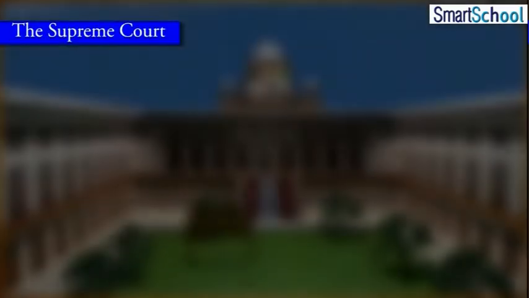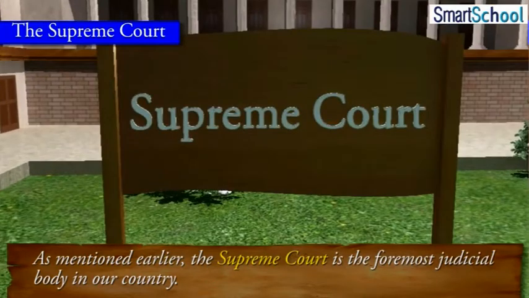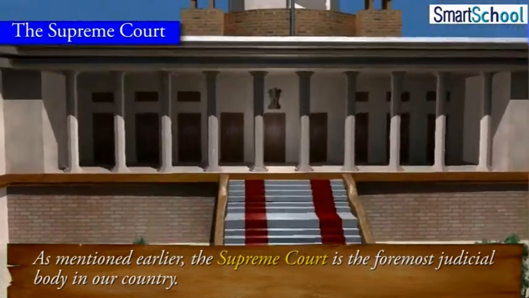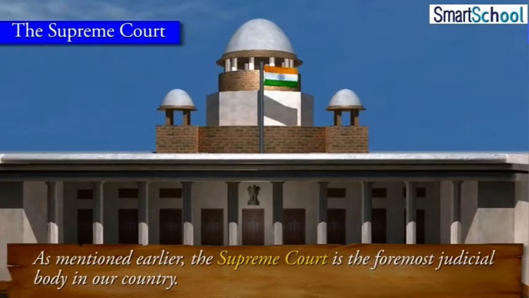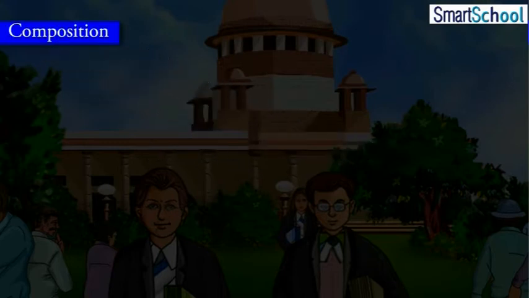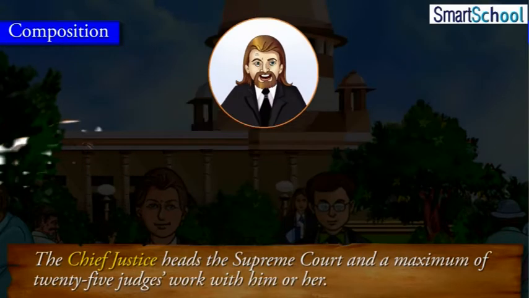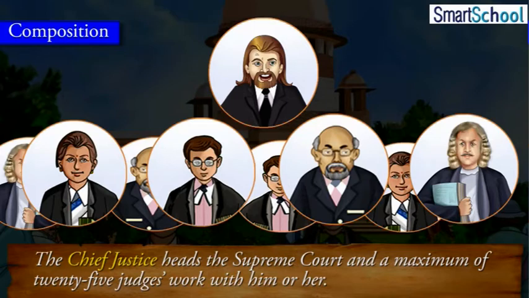The Supreme Court. As mentioned earlier, the Supreme Court is the foremost judicial body in our country. Composition. The Chief Justice heads the Supreme Court and a maximum of 25 judges work with him or her.